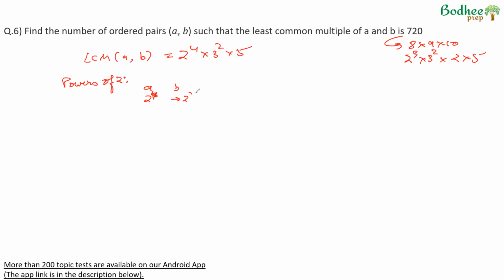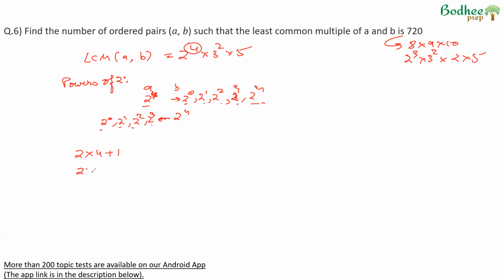In which case B could be 2 raised to power 0, 1, 2, 3 or 4. If B is 2 raised to power 4, in that case A could be 2 raised to power 0, 1, 2 or 3. I am not putting A as 2 raised to power 4 because that case already has been counted. So number of cases will be 1, 2, 3, 4, 5, 6, 7, 8, 9. Since the power of 2 is 4, the number of cases for 2 comes to 2 into 4 plus 1.